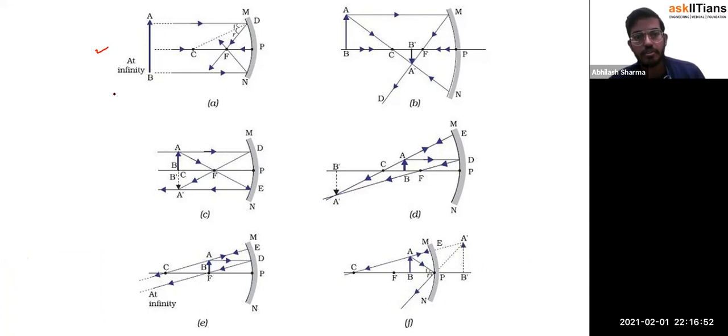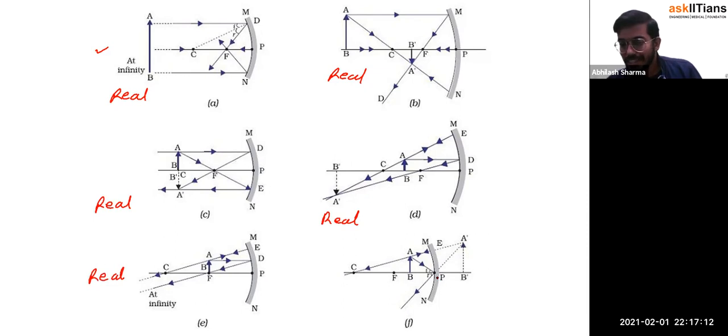So here I can write, the first case, it was real. In the second case, it was also real. Here, real as well. Here, real as well. And although here it's forming at infinity, still some image is forming in front of the mirror only. So we still call it real. But in the last case, it's forming behind the mirror. So we call it virtual image.